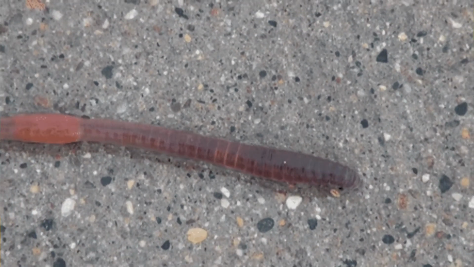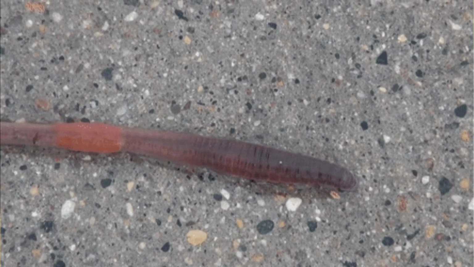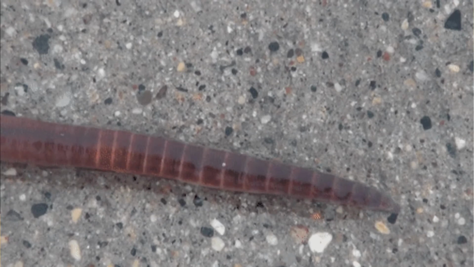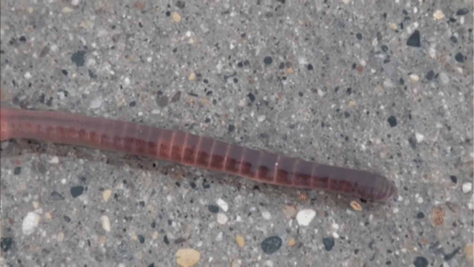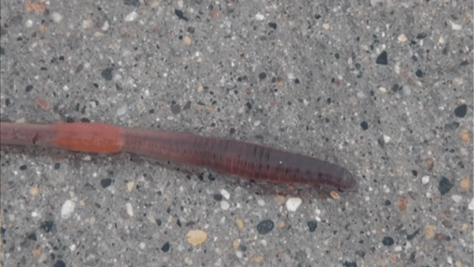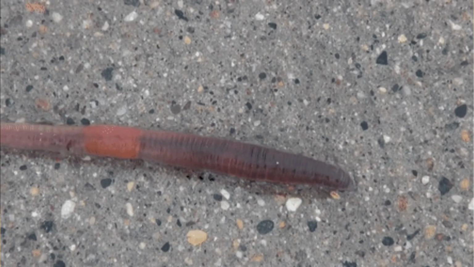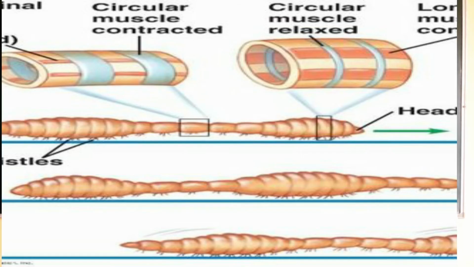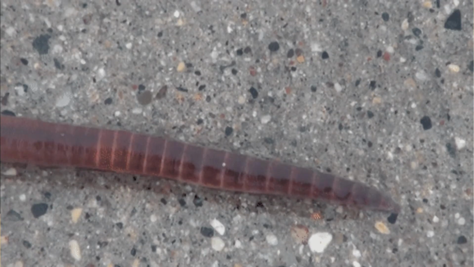Then the longitudinal muscles of the front part contract and the segment becomes short and thick. The bristles of the front part now grip the ground, and the segments in the rear part become thin and long due to the contraction of the circular muscles. Next, the rear part becomes short and thick due to the contraction of the longitudinal muscles, and in this way the earthworm moves a small distance ahead.